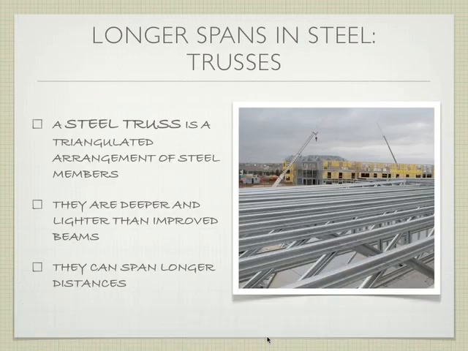So if we want to improve our spans even further, we went from castellated beam, to plate girder, to rigid frame, and now we're moving even further into a steel truss. A steel truss is a triangulated arrangement of steel members designed specifically to eliminate the non-working steel, and allow these elements to span much longer distances than a traditional beam, because they're much lighter.